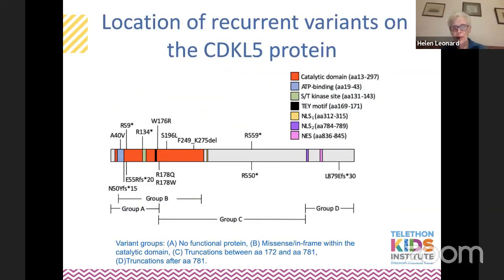Now, this is another diagram of the gene, and these are the recurrent variants that we're going to study. As you can see, they're clustering in the missense in-frame area within the catalytic domain. There are 2 here in area C, the truncations between AA172 and AA781, and just 1 here for the late truncating variants.